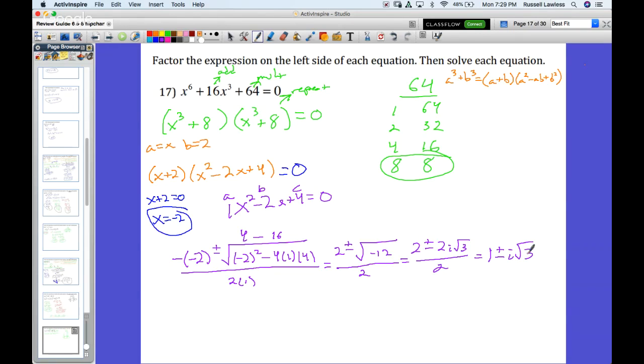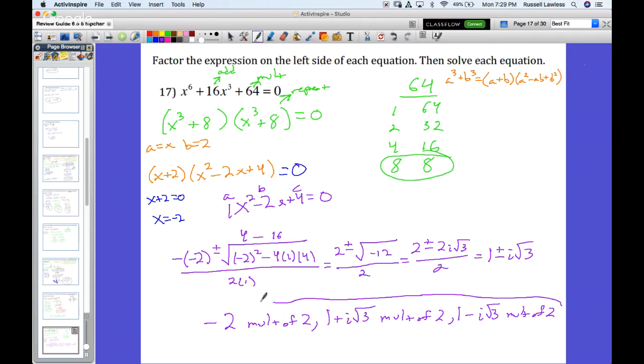Now, here's how we have to write out our answer. I'm going to erase this just so that we don't get confused. Since this happens not once but twice, our final answer would be negative 2 has a multiplicity of 2. 1 plus i root 3 has a multiplicity of 2. And then 1 minus i root 3 has a multiplicity of 2. So this is a more complicated factoring problem, but it's just one that you have to think through and work out.